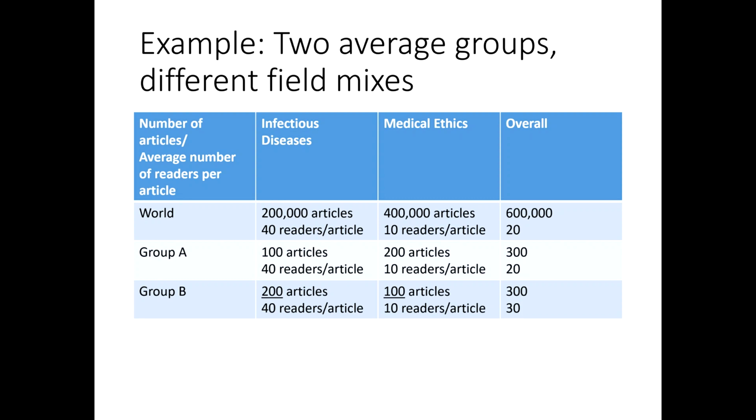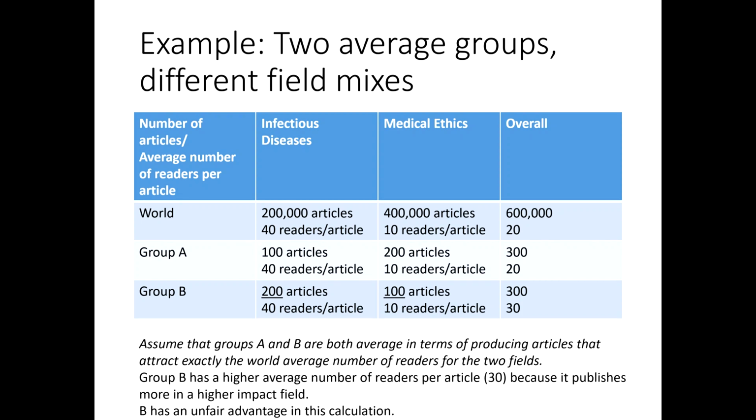So this is an unfair comparison. Taking a simple average number of readers per article is unfair on Group A because Group B publishes a higher share of its articles in the higher specialism field. So Group B has an unfair advantage. We're going to introduce an indicator that doesn't let B have an unfair advantage.